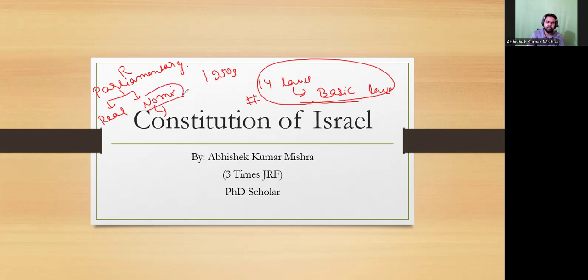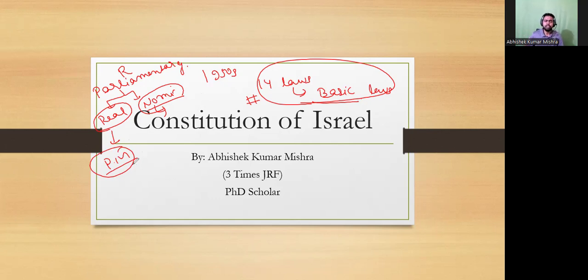And if you take the example of India, India also has a parliamentary form of government, and here the nominal head is the president. But in the parliamentary form of government, the real head is always the prime minister. The prime minister has all the power, and the prime minister is the center of the political system.